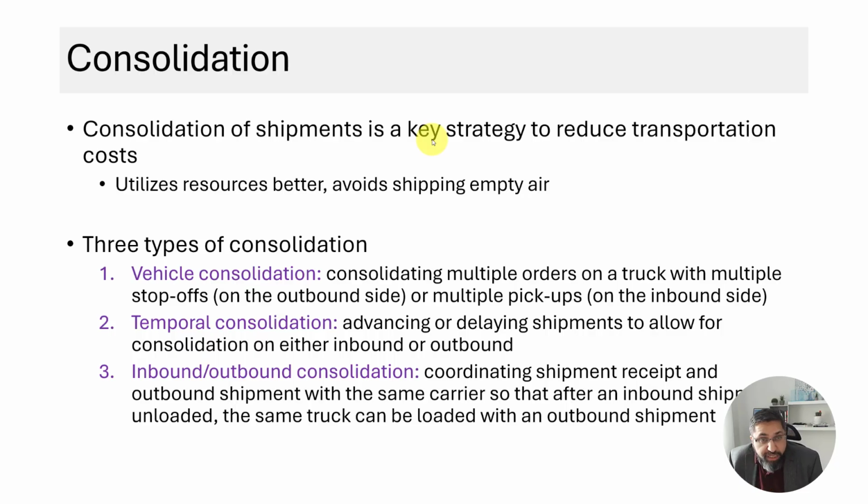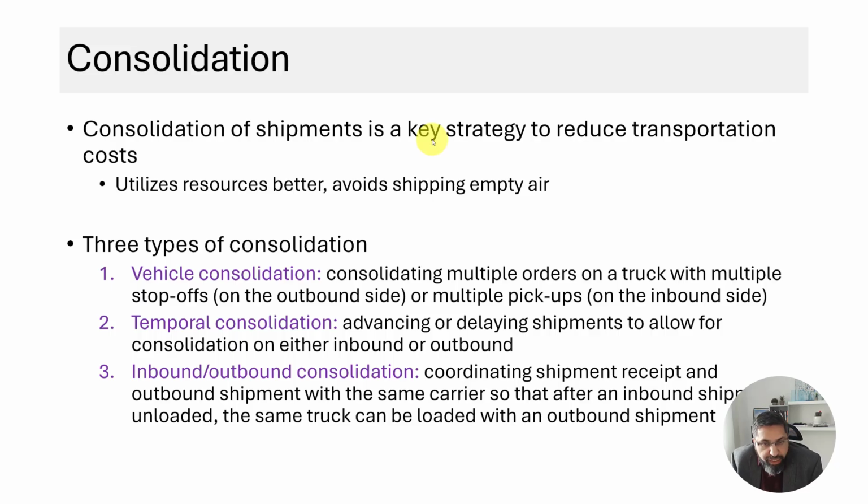An important activity that transportation management systems allow you to do, and you have to do it whether you have a TMS system or not, is consolidation, because consolidation is a very important strategy to reduce transportation costs. It improves utilization of transportation resources, avoids shipping half empty trucks and half empty containers. And there are three common types of consolidation.